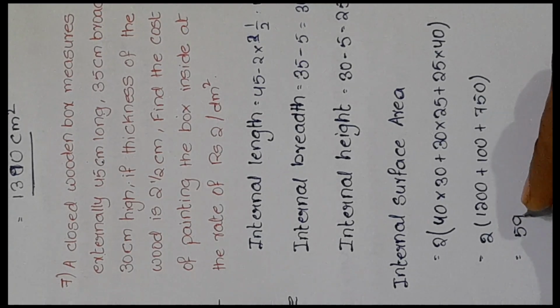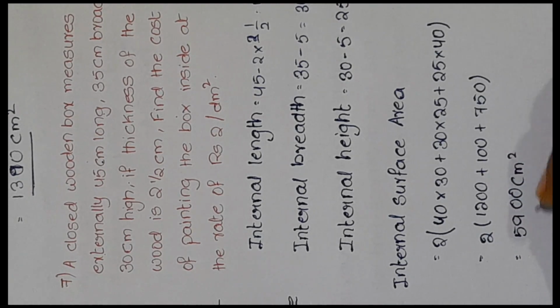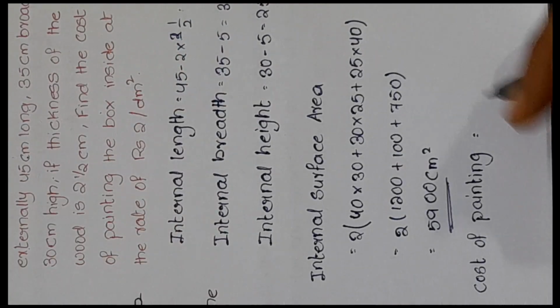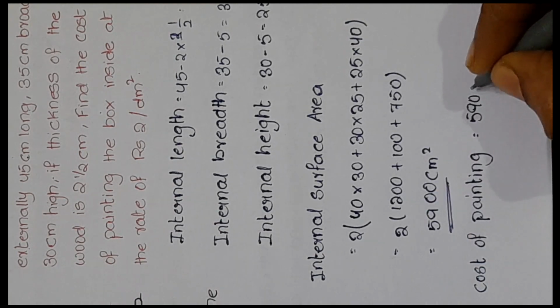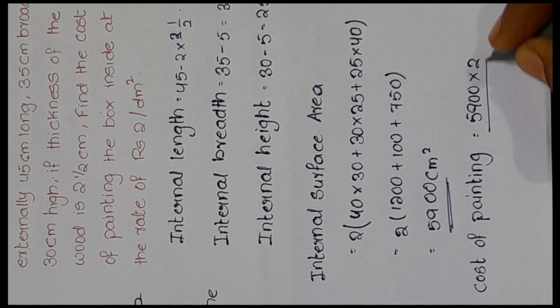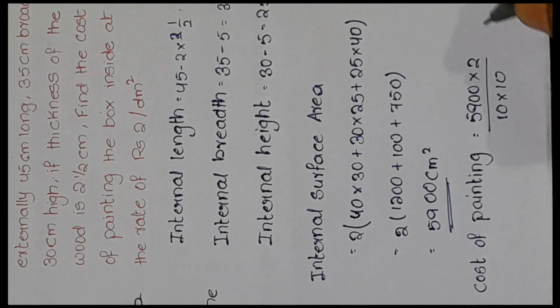This is 5900 centimeters square, the internal surface area. Cost of painting is 5900 into 2, as this is in decimeter, divided by 10 into 10. 59 into 2 is rupees 118, the cost of painting.